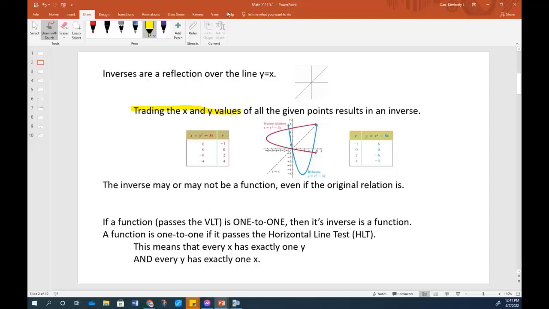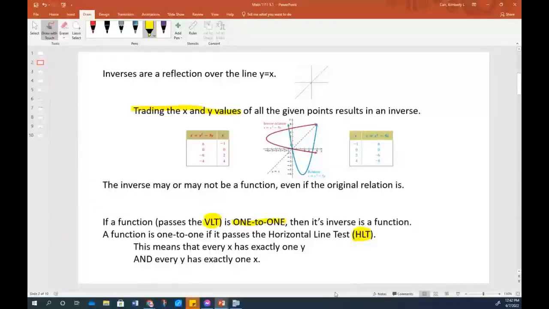Now, 1 to 1 really means it not only passes the vertical line test, that's what made it a function, but it also passes a horizontal line test. So every x has exactly one y, and every y has exactly one x.